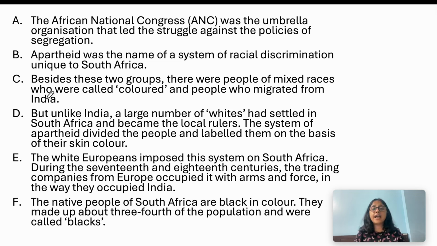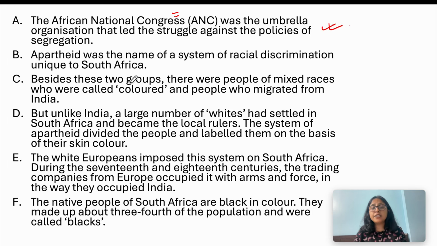The African National Congress was the umbrella organization that led the struggle against the policies of segregation. Okay. Segregation means differentiation. So this organization struggled or, you know, opposed differentiation. Okay. This is an independent sentence.